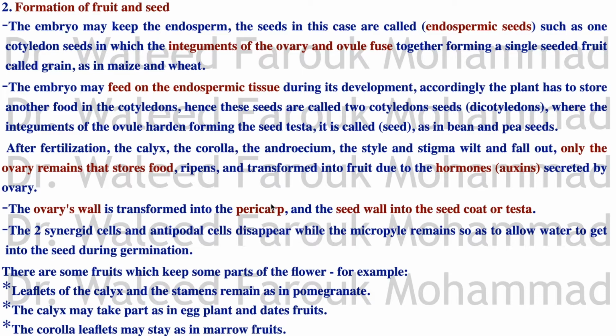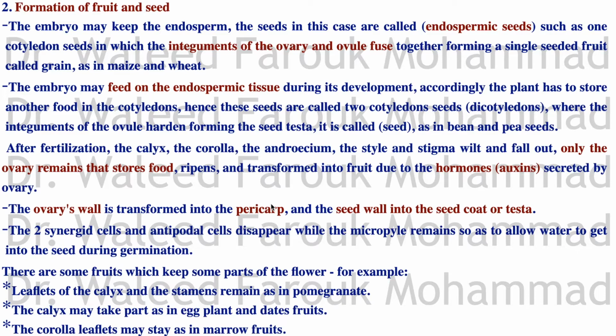Okay. Formation of fruit and seed. The embryo may keep the endosperm. In this case, the seeds are called endospermic seeds, in which they have only one cotyledon, and the integuments of the ovary and ovule fuse together, forming a single-seeded fruit. Now this occurs like you see in maize and wheat.